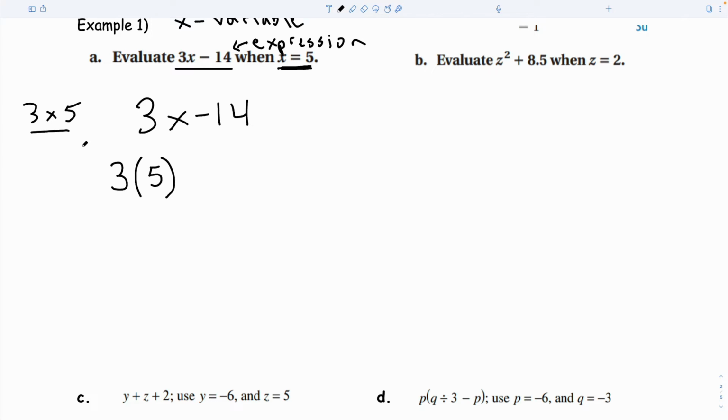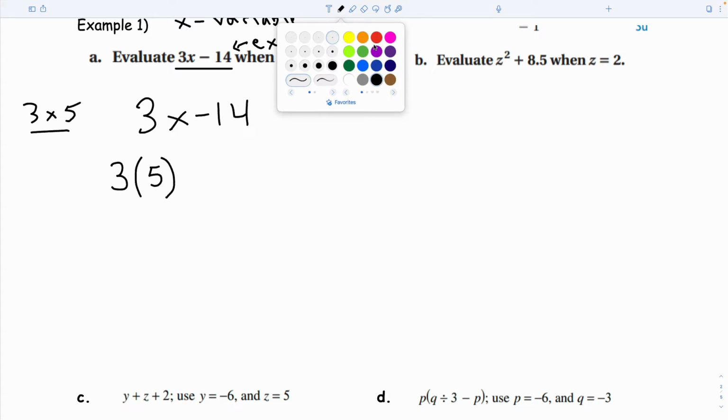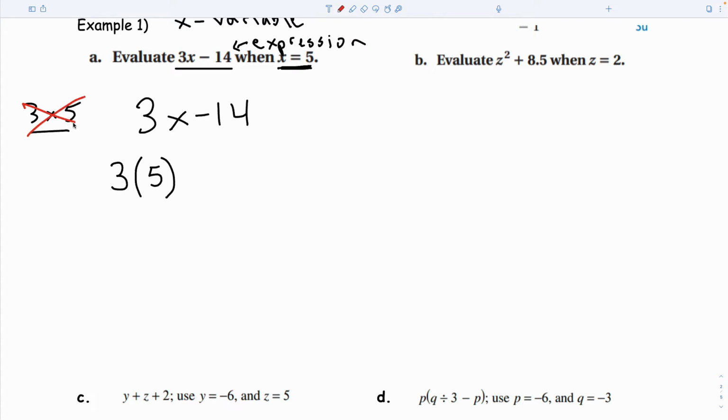Why not? Why wouldn't I put 3 times 5? Turn and talk to your partner, go. 5, 4, 3, 2, 1. Mason, why wouldn't I do that? Yeah, it's kind of a big no-no. We're going to stop writing multiplying like an x because it looks like an x. And so instead, we're just going to put in parentheses because we know 3 next to parentheses is multiply. So do 3 parentheses 5. And then attach that negative 14. There is our simplified problem.